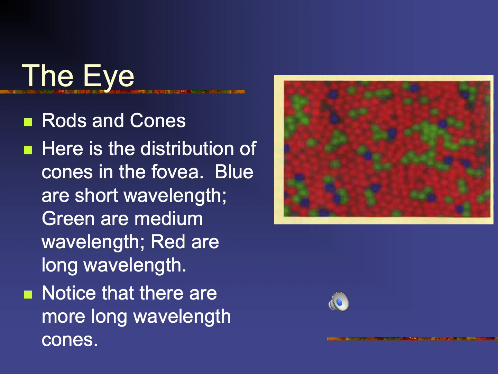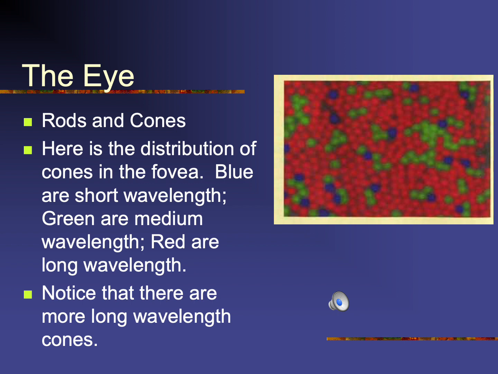Here's a colored photomicrograph showing the distribution of cones in the fovea. Now these are just the cones, because remember there are no rods in the fovea. And they've colored them by the wavelength that they perceive. So the blue ones are the short wavelengths, the green are the medium wavelengths, and the reds are the longer ones. And the thing you should notice from this is that in the fovea, there are many more cones that perceive the long wavelength light.